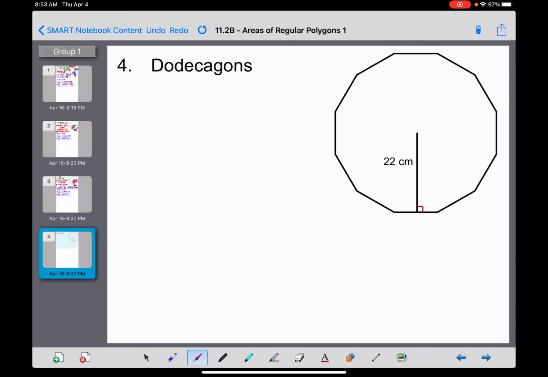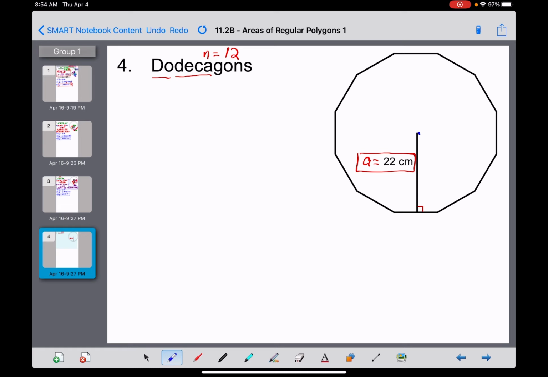We're dealing with a dodecagon, which is a weird shape right there. And just to save you from counting, in a dodecagon, the deca means 10. Do kind of sounds like dos, which is 2 in Spanish. So we end up with 10 and 2. This is a 12-sided figure. And the apothem has been drawn for us right here. That's 22 centimeters, which is definitely one of the things that we need.